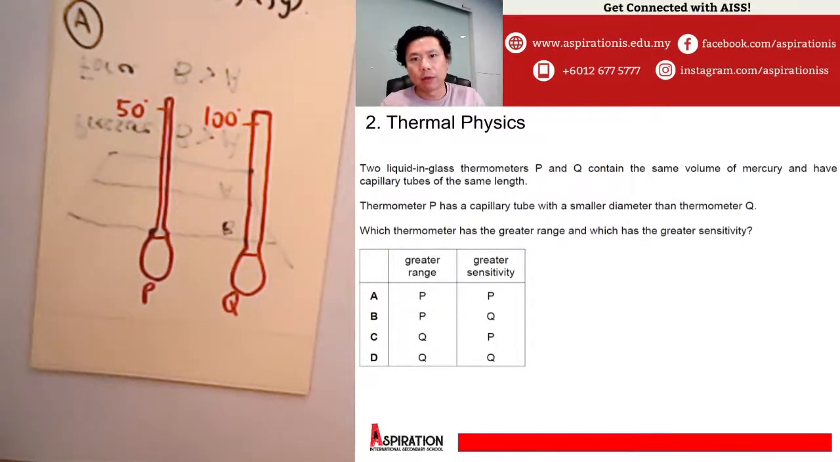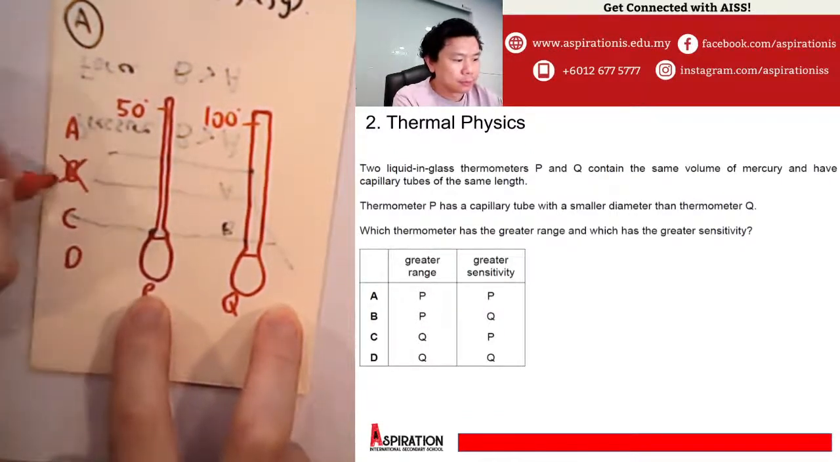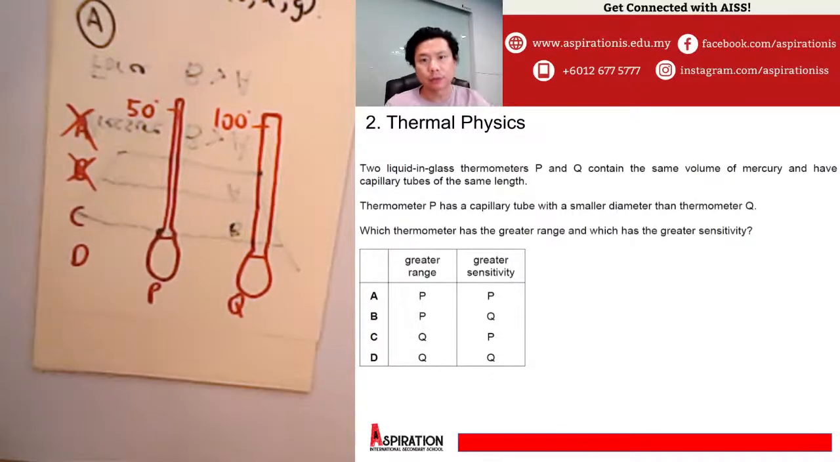So therefore, you will know that the answer is C or D, right? So greater range belongs to Q. What about sensitivity? Range would mean the difference between the highest and the lowest temperature in the thermometer.